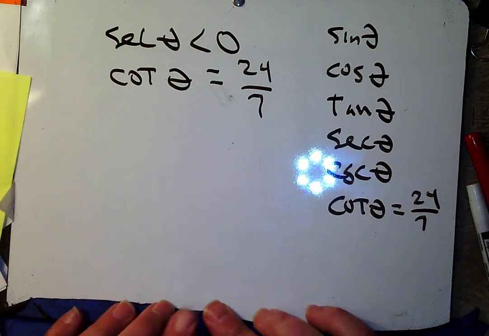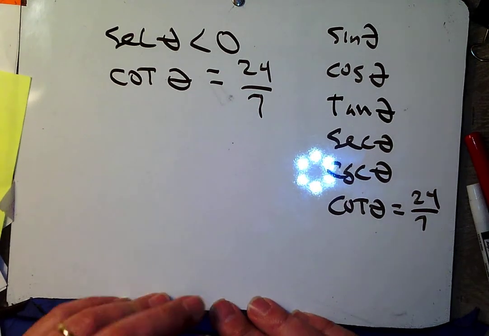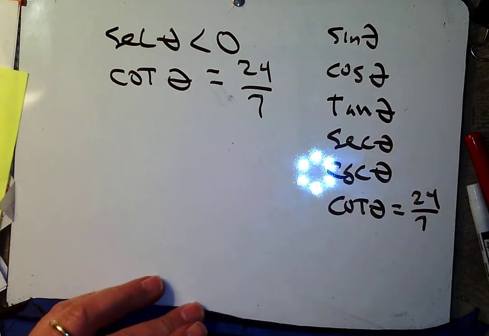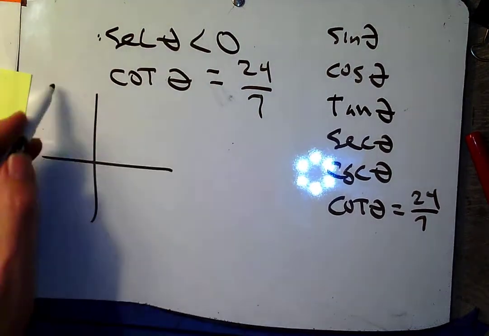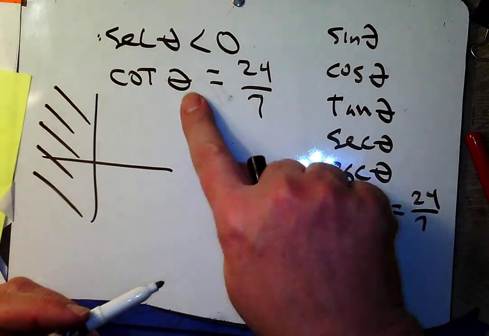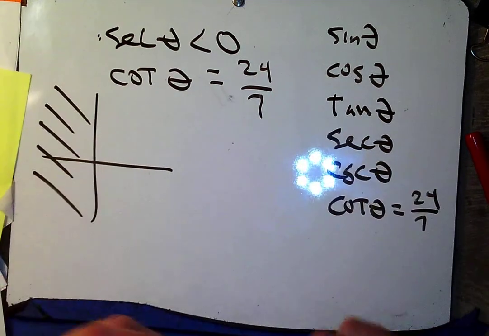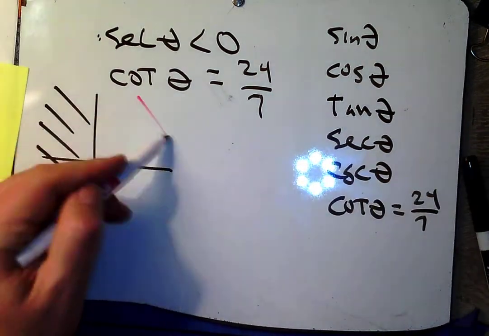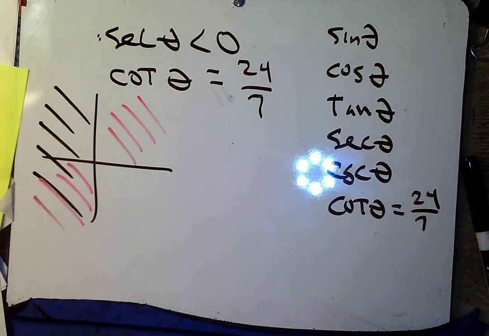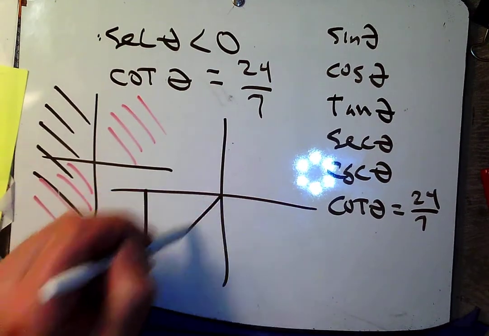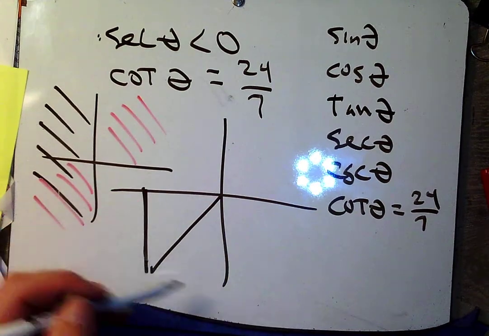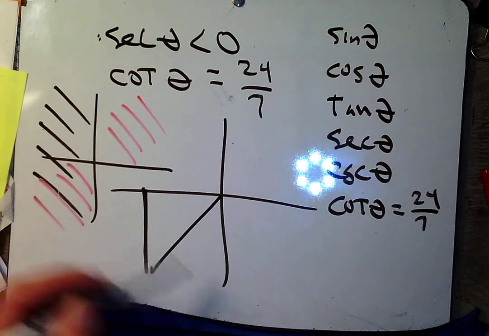Well, I hope you're going to draw this triangle in the right quadrant. Secant is negative, so when is cosine negative? Over here. Cotangent and tangent are positive in this quadrant and this quadrant. Aha! I need to be drawing a triangle in the third quadrant. Always use the x-axis, never go over to the y.